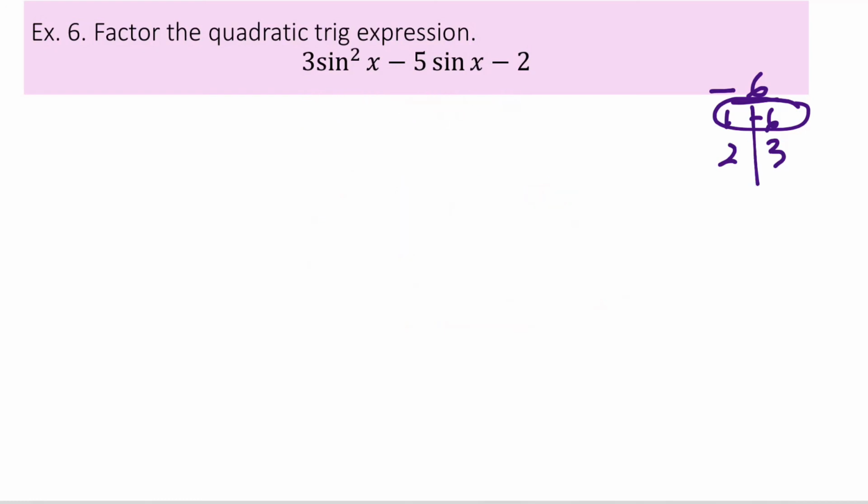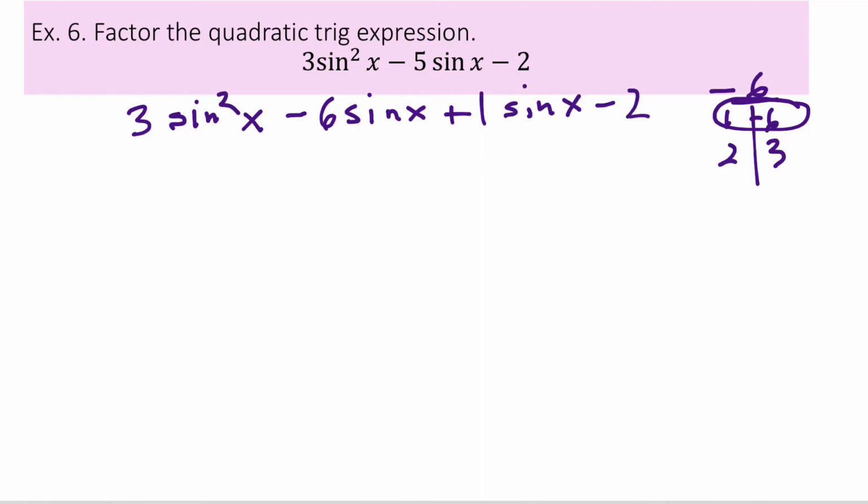So I'm going to do it the same way. I'm going to say 3 sine squared of x, and then my two middle terms I'm going to say are minus 6 times the sine of x plus 1 times the sine of x, minus 2. And then I'm going to split it into parts. My GCF for the first two terms is 3 times the sine of x. So I have sine of x minus 2.